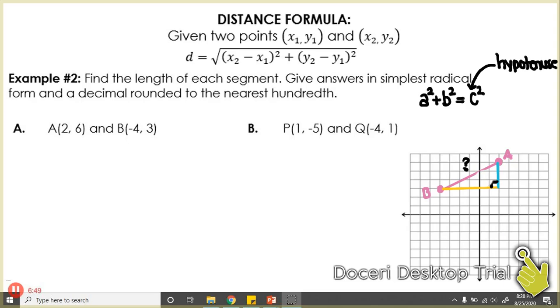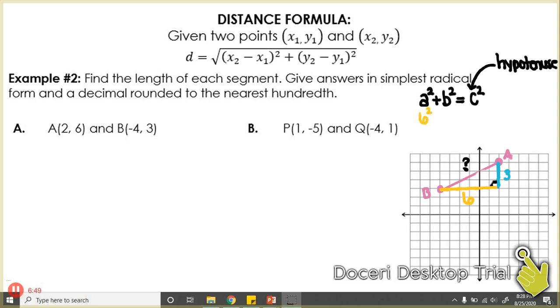Now, since I drew a horizontal and vertical line, we can actually count those distances very easily. If I count the yellow distance, it's 1, 2, 3, 4, 5, 6 units long. So this side has a length of 6, and my blue side has a length of 1, 2, 3. This one has a length of 3. The other two sides are your a and b. So I can substitute 6 in for a, and 3 in for b.